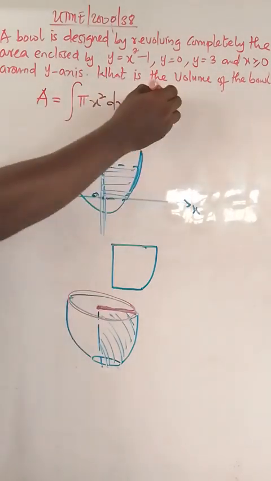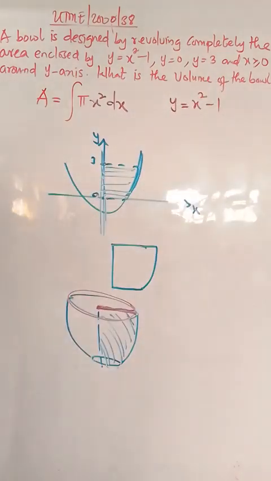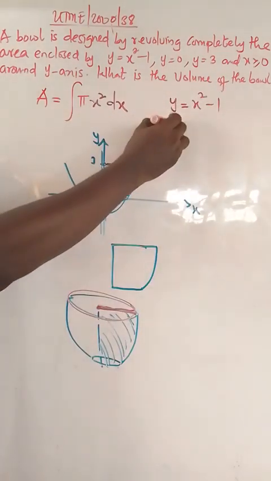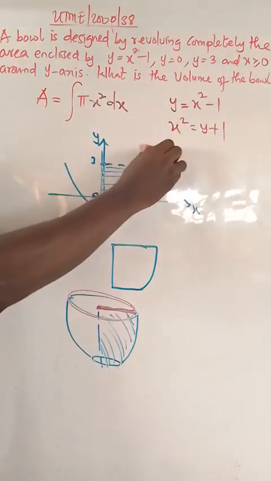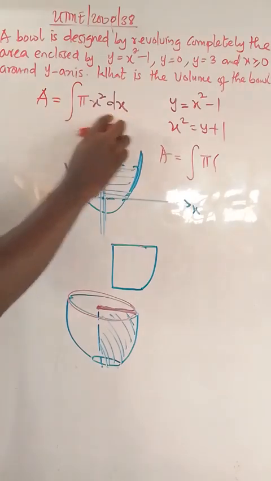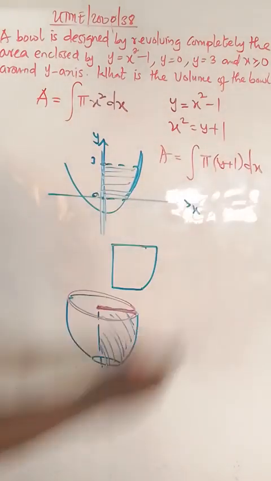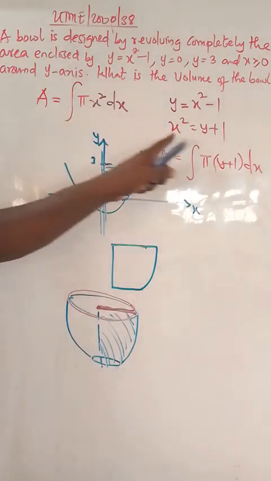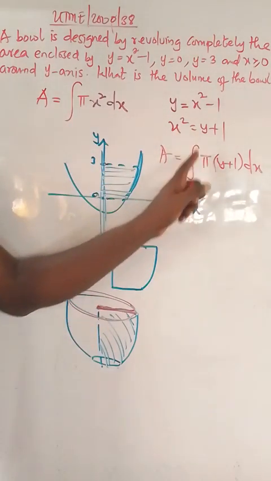And we are told that y equals x squared minus 1, and we need x squared. From here, you can say x squared equals y plus 1. So the area becomes the integral of pi times what is now x squared, y plus 1, dx. We replace x squared with y plus 1. But there is a problem here. Next, what is the boundary?